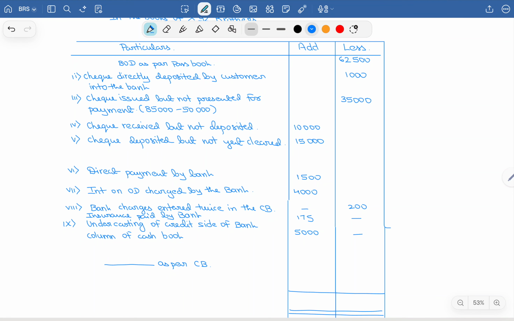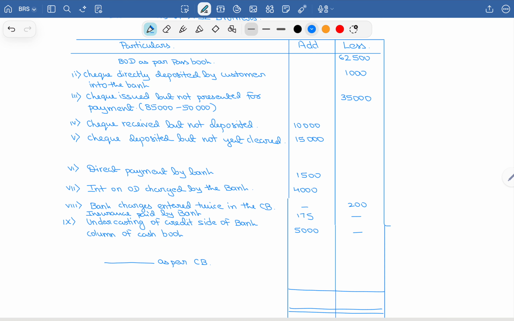Ultimately, if I total these two columns, check out the less column first. 62,500 plus 1,000, 35,000 plus 200. It is 98,700. Whereas on the add column, 10,000, 15,000, 1,500, 4,000, 175 and 5,000, it is only 35,675. Difference is 63,025.